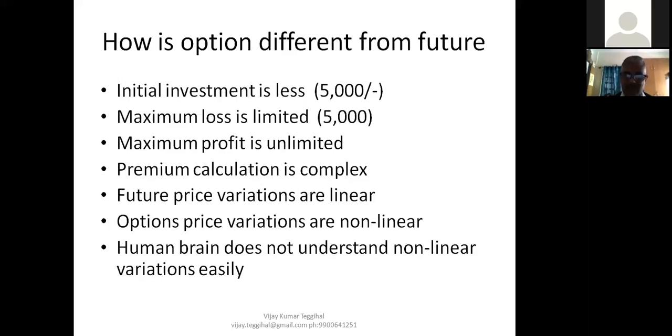But again, at the risk of repeating what is obvious, a derivative is something which derives its value based on something else. Again, to give a layman's example, let us say butter. Butter is a derivative of milk. So the value of butter will be determined based on the value of milk. Does that explain? Yeah, very much.